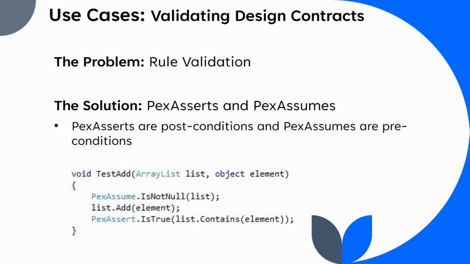So, as said in our analogy, you may not want to test if a user is logged in, so you'll set your PEX assume to be is true, logged in, or something similar to that. And then your PEX assert will be something like this function executed correctly, so like the list contains an element.